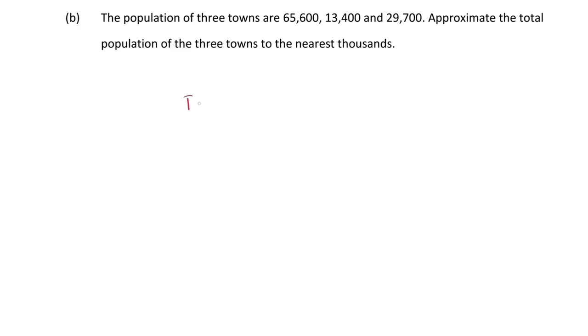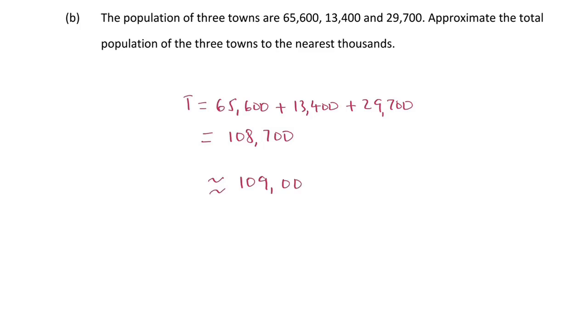So the total population is going to be 65,600 plus 13,400 plus 29,700, of which after solving the values we are having 180,700. Okay, so now from this total, we can see that 0 occupies the thousands place value, so we are going to look at the 7 after it. Now we are going to add 1 to the number 0 since the number 7 is greater than 5. Therefore, the total is going to be 181,000 to the nearest thousands.